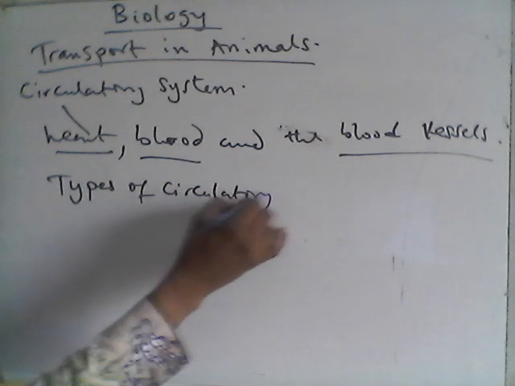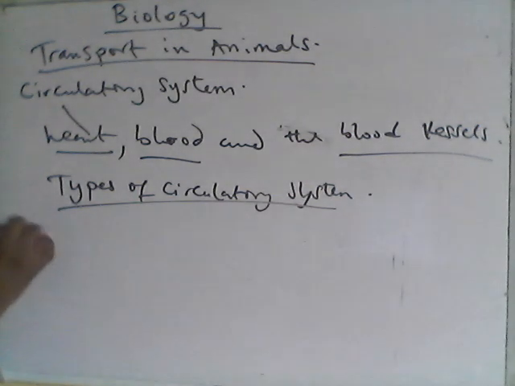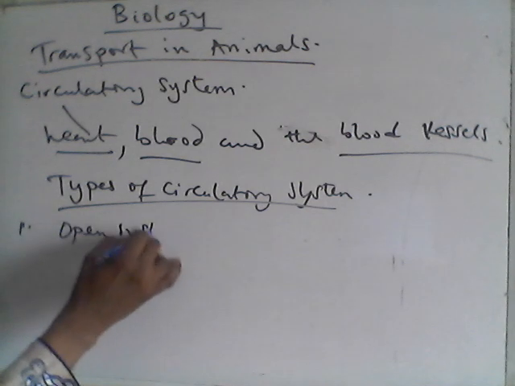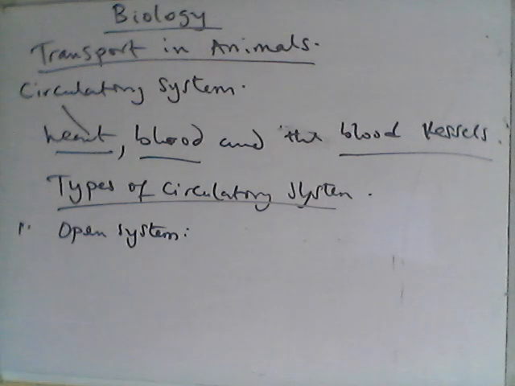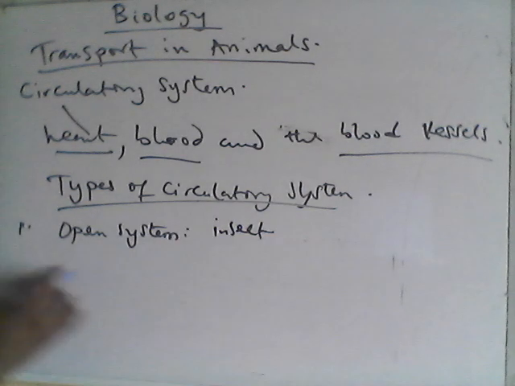Okay, in general terms, the first one I will talk about is the open system. This one does not have to do with animals or with blood. Blood is not always present in insects. So the open system is seen in insects, and you don't have a blood component in this one.